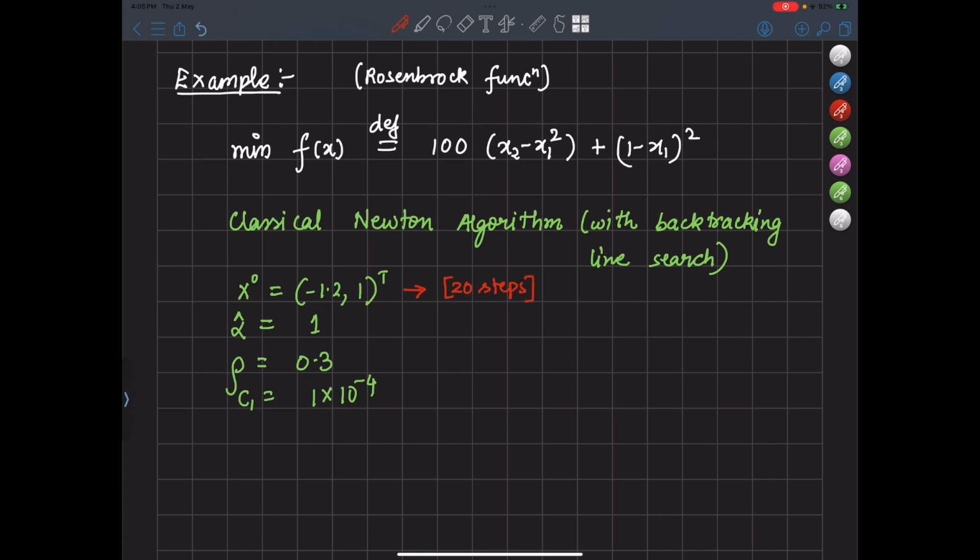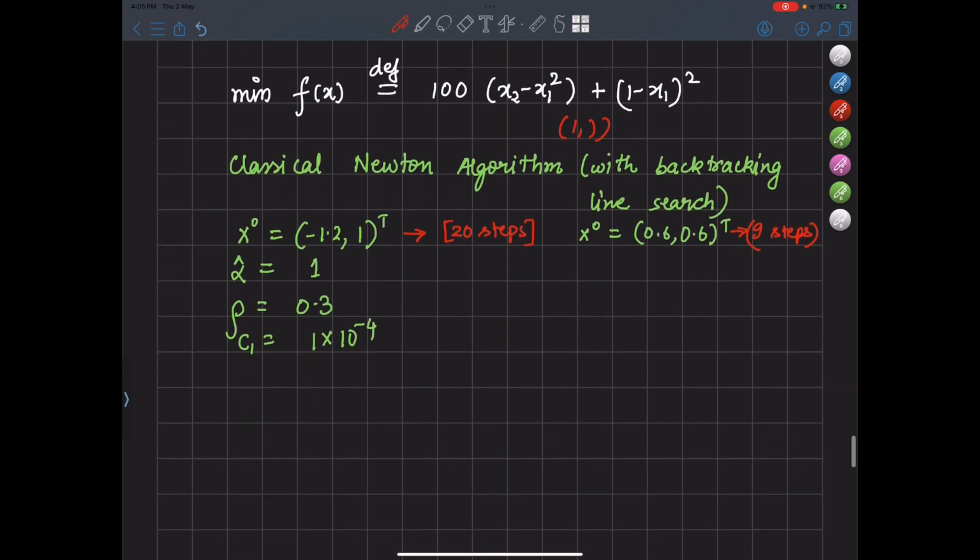And let's say you take some other x naught to be (0.6, 0.6) transpose. This converges in 9 steps. Please note the optimal point is (1, 1) here, right? It converges in 9 steps.